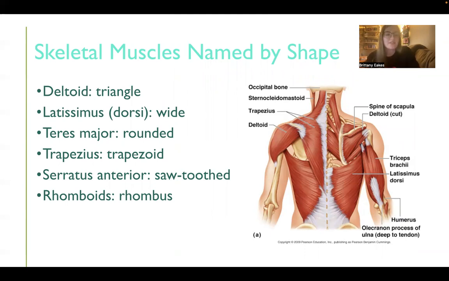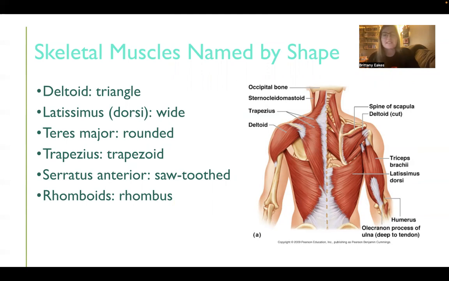The deltoid muscle is named from the Greek origin delta, meaning a triangle, and the suffix oid, meaning resembling. So the deltoid is a triangular muscle of the shoulder, and it has to do with lifting the arm to the side. The latissimus dorsi is a large flat muscle on the back responsible for extension, adduction, flexion, and rotation of the shoulder joint. The teres major is named because it's rounded and it's positioned above the latissimus dorsi muscle and assists in extension and rotation of the humerus bone.